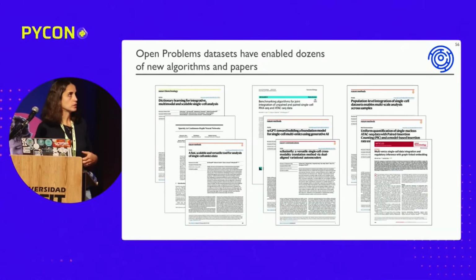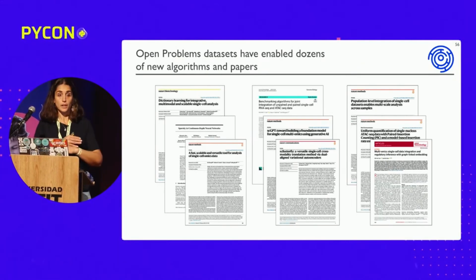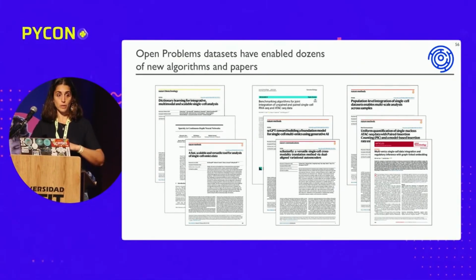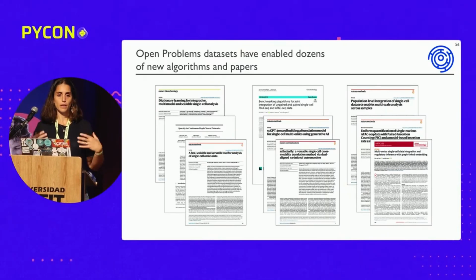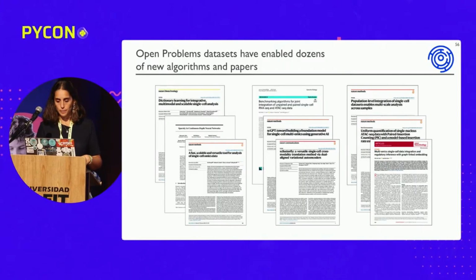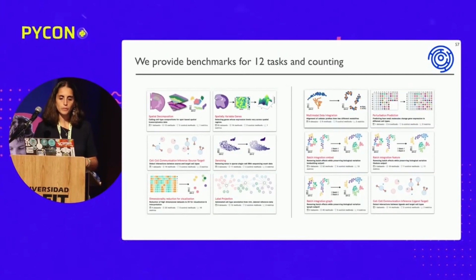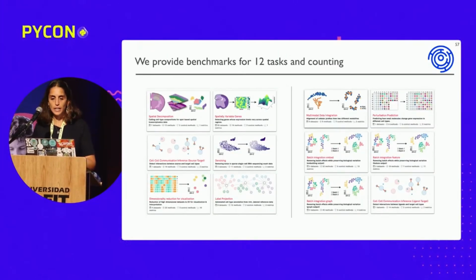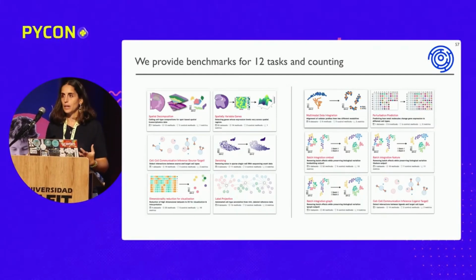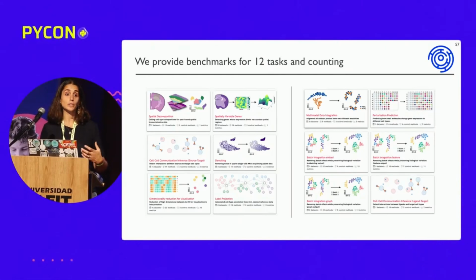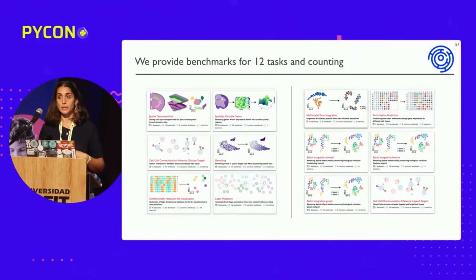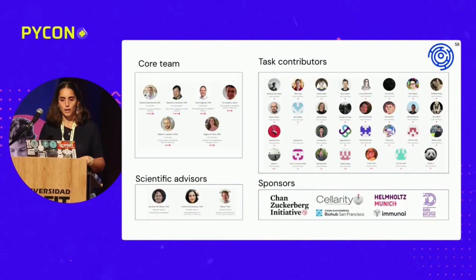And we're very proud to see all the publications that are not by us, so we are not authors on these papers, that have been enabled by the platform. At the moment, we have benchmarks for 12 tasks, and we're counting. If you have an idea, if you want to contribute a task, please do reach out. We really want this to be a living benchmark, a living platform.